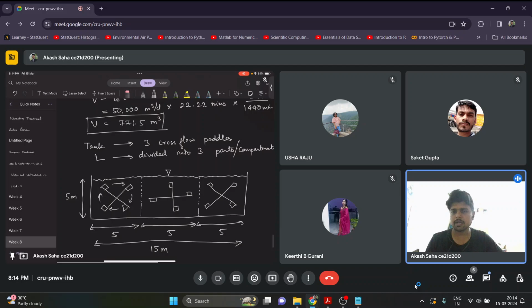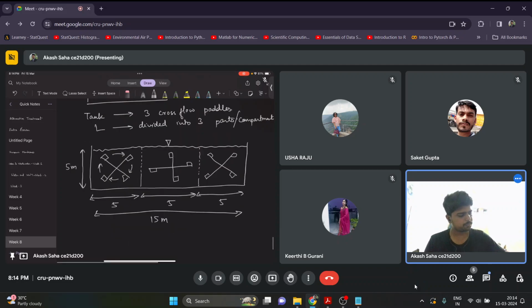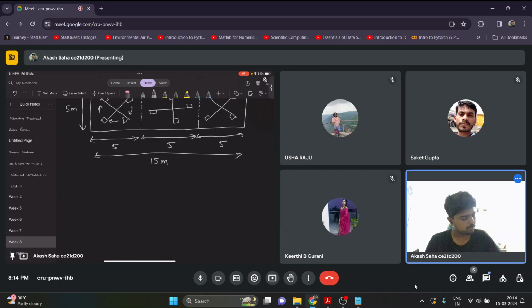Fine. And my volume I know is 771.5 meter cube. So my volume, that is length into width into depth, is equal to 771.5 meter cube. Length I know, 15 meters, width I have to find out, and depth I know, 5 meters. So my width will be equal to 10.3.